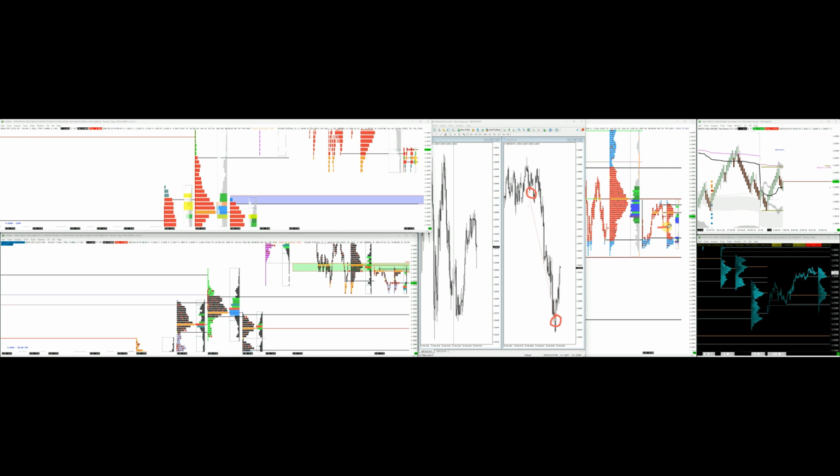We exit about here, but I do expect it to possibly come down here, maybe to this naked point of control. So that's the trade for this morning.